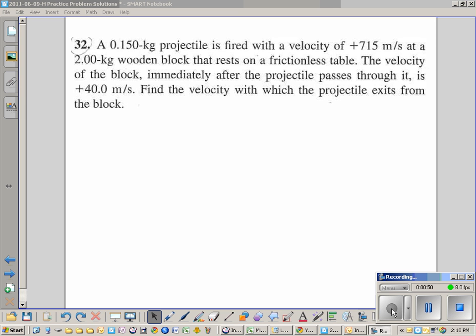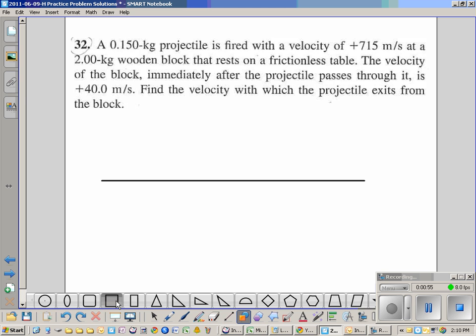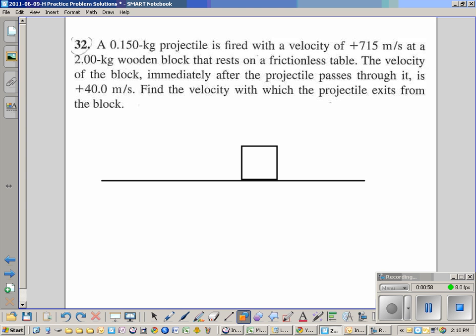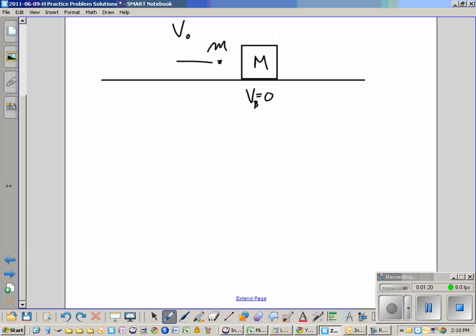All right, so we have a surface here. We're going to put a block on it, and then a bullet that's going to pass through it. So here's our initial condition, and we have some initial velocity, and we have mass m here. The block is at rest, so v for the block is equal to 0. Remember, we use v's and we use u's.